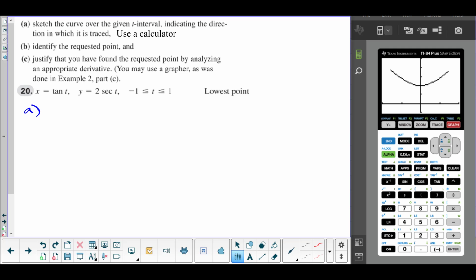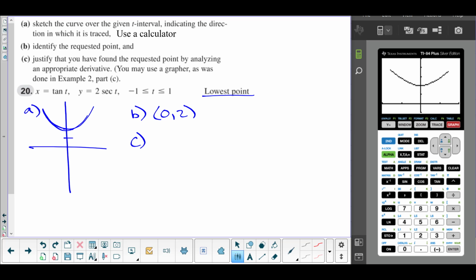So letter A, 1, 2, and it seems to be doing, whoop, I missed a little bit. Seems to be doing something like that. B, the lowest point seems to be 0, 2.